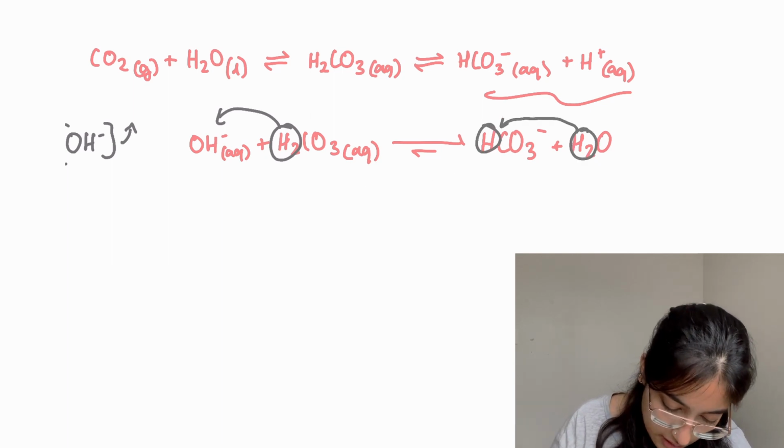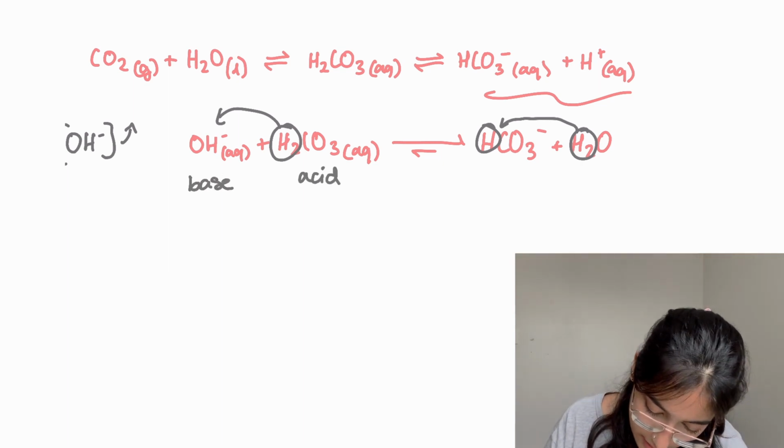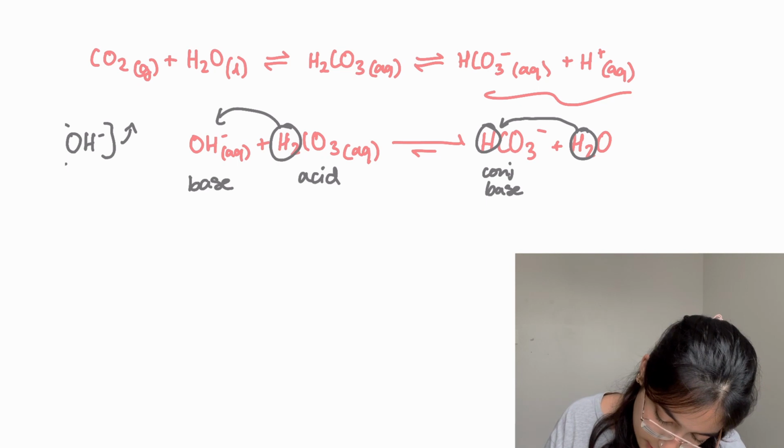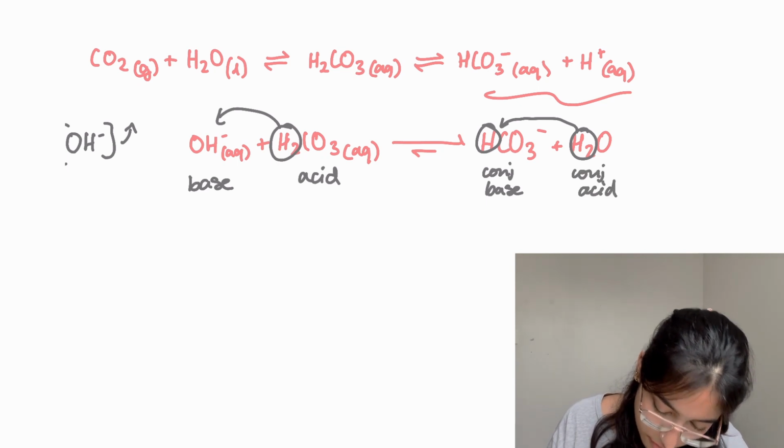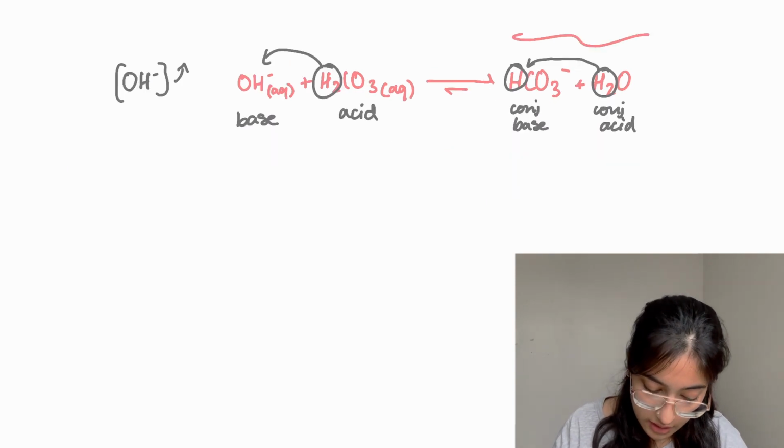And so what that means is that this is our base, this is our acid, and then this is our conjugate base, and this is our conjugate acid. Okay, so we can see that for this setup, this one could be acting as a base, right? If it's doing the reverse reaction, then it's acting as a Brønsted-Lowry base.